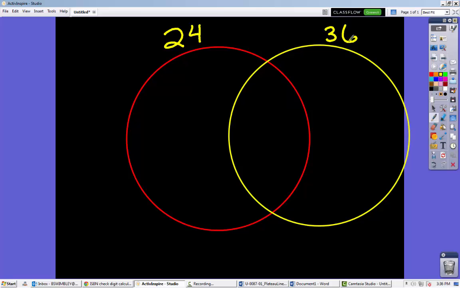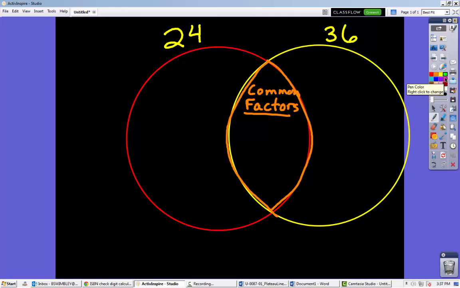And if you remember your lessons about Venn diagrams from English, this is going to be the middle part of what they have in common. So I'm going to label this my common factors. And then I'll list those. So what I'm going to focus on first are, what are my factors of 24?